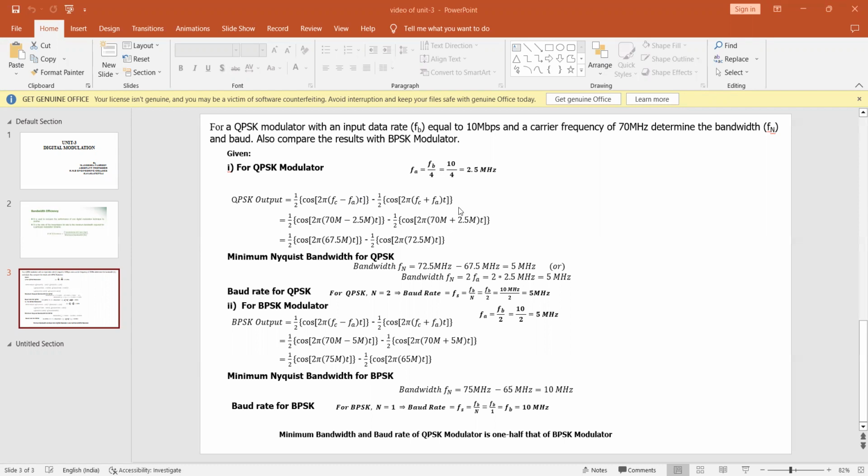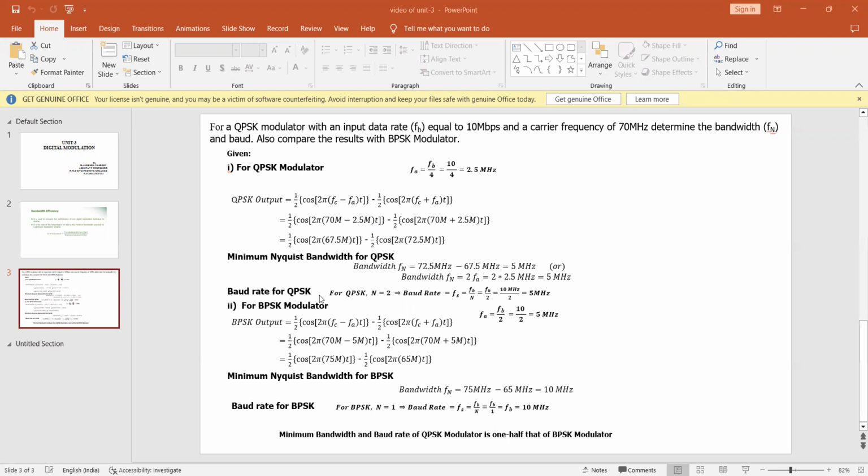To calculate this fa, first we use the input data rate. fa is fb divided by 4, and 10 divided by 4 is 2.5 megahertz. This is fa. So fc plus fa is the higher cutoff frequency and fc minus fa is the lower cutoff frequency. From the upper and lower cutoff frequencies, we determine the bandwidth. Bandwidth is equal to upper cutoff frequency minus lower cutoff frequency. It can also be determined by another formula, 2 times fa, which is 2 times 2.5 megahertz.